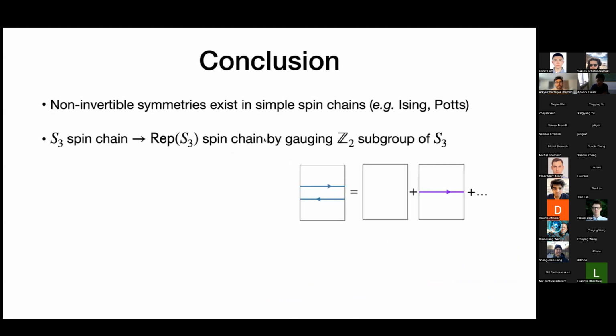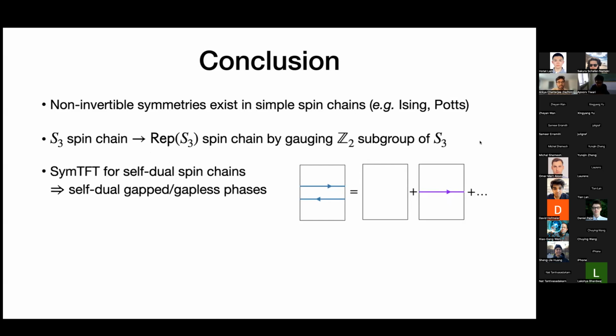Here are some conclusions. We argued that non-invertible symmetries exist in pretty down-to-earth kinds of spin chain models. And we showed how to get from an S3 spin chain to a Rep S3 spin chain by doing some manipulations. And we discussed the SymTFT for the self-dual spin chains.